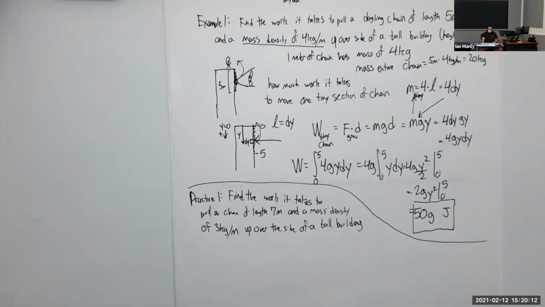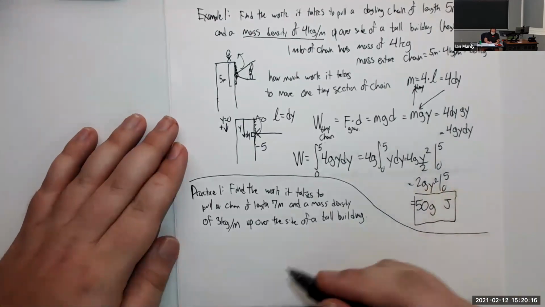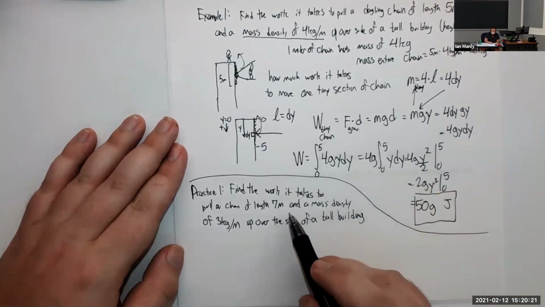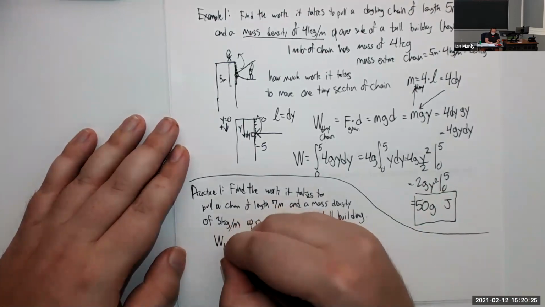All right, I need to make sure we have time to get to some of the other problems here. So I'm just going to go ahead and start doing these. This problem is going to be almost exactly the same, only we have a different length of the chain and a different mass density. But we're still going to solve it the same way.